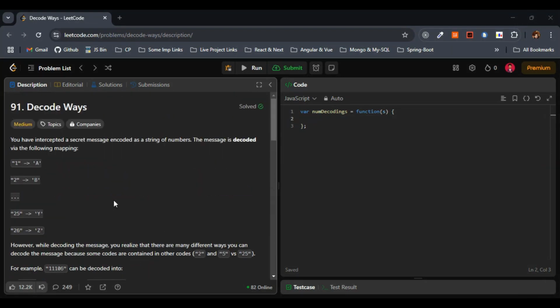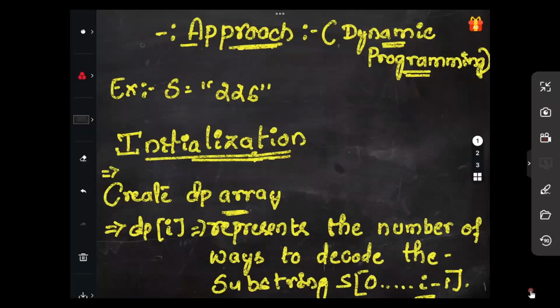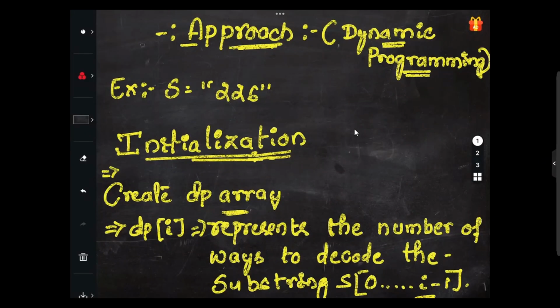So let's see how we can solve the problem. Let's discuss the approach first, followed by the edge cases one by one, and then finally write the code and discuss the complexities of the code that we have written. Initially, as usual, let's discuss the approach step by step. The first thing you have to remember here is that we will be going with the dynamic programming approach.